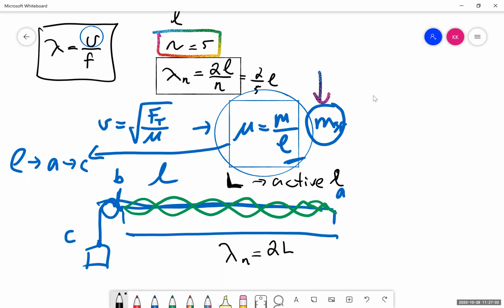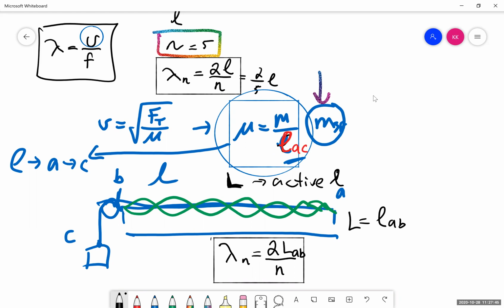So in a way, you can say the active length is only the length from A to B. So it's the AB length, whereas the entire length that we use in this equation, this L over here, is AC. But the equation for the wavelength, 2L over n, uses only the active length. That means this is only AB. So be careful about which L you are using in the equations.